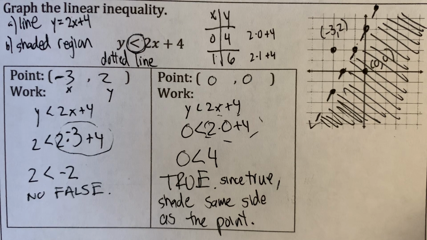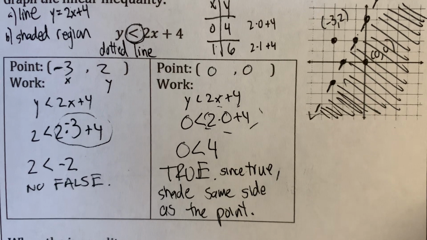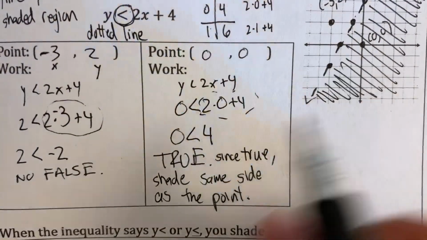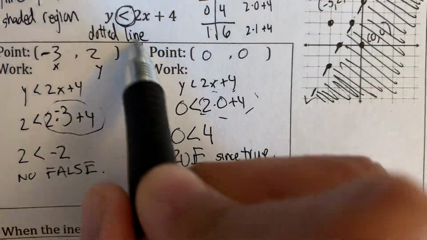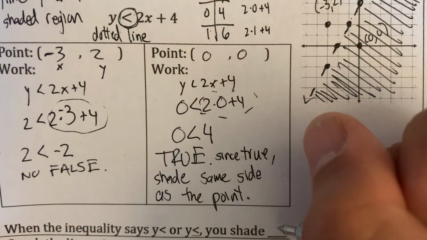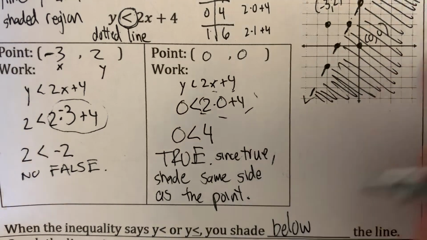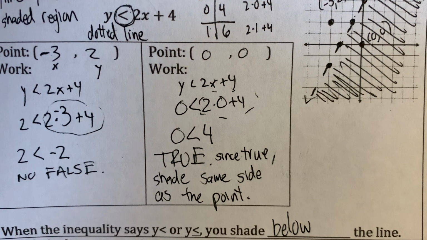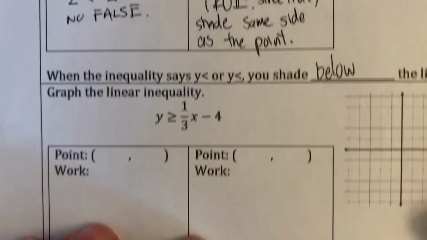Okay, so we're really just mixing two subjects that we've done before, graphing a line and then plugging in a point. If it's correct, that's the side that you shade. And a little shortcut that you'll notice is that when this inequality says y is less than, or y is less than or equal to, like this, you are going to shade below. So that's a bit of a shortcut. Some people, that makes sense, some people it doesn't. That is up to you. We'll go over one more example.